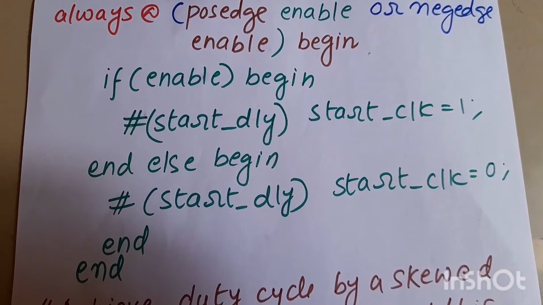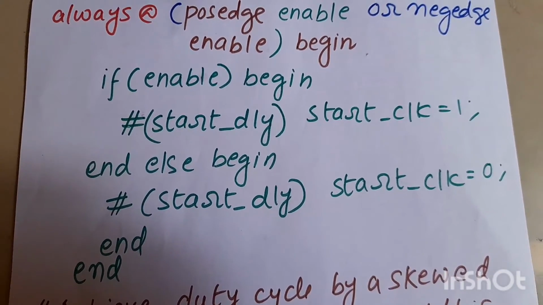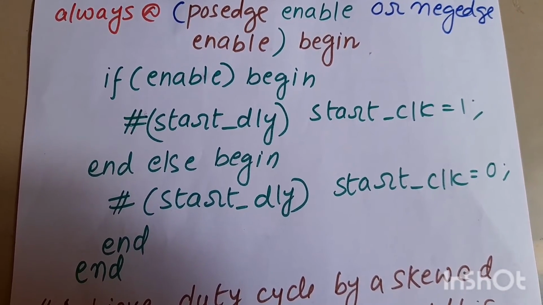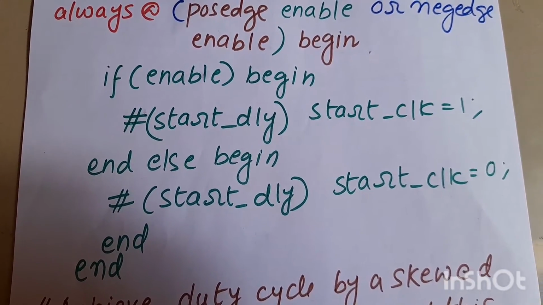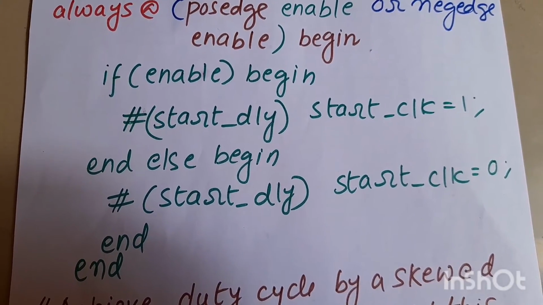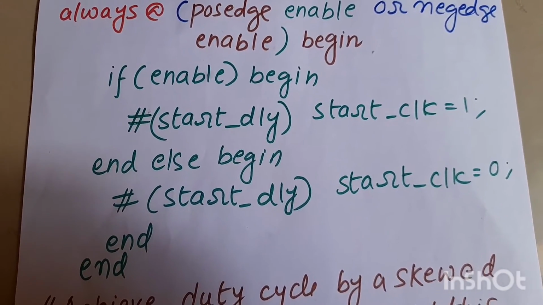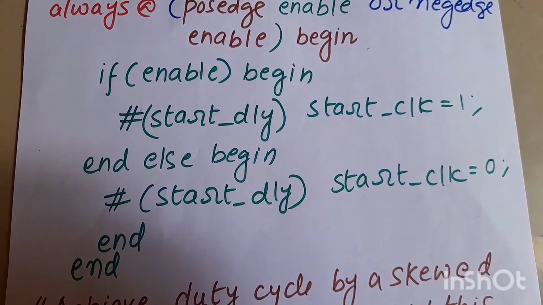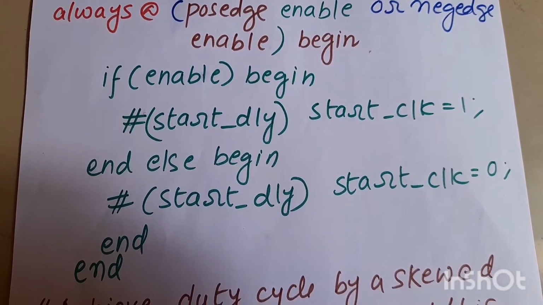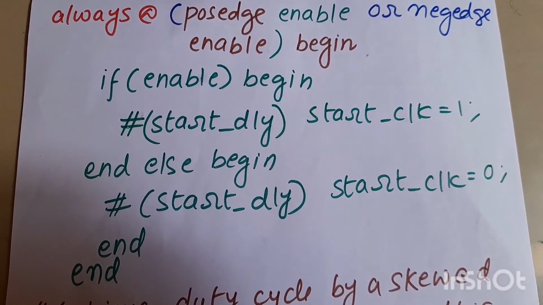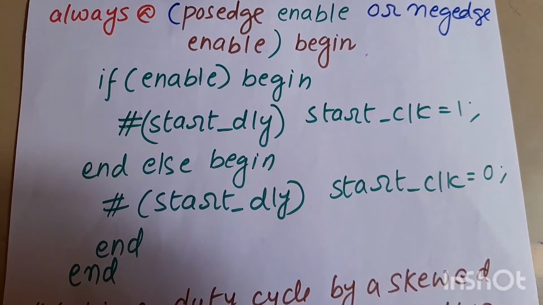So if enable begin, it means अगर enable high हुआ तो, if the enable is high, then I will wait for #start_delay and then start_clock I will put as 1. हमने start clock और clock को initialize कर दिया था 0. अब अगर enable high हुआ तो मैं start delay time unit के लिए wait करूँगी. That will be calculated from clock period and phase. Okay, और फिर start clock को I will set it as 1.